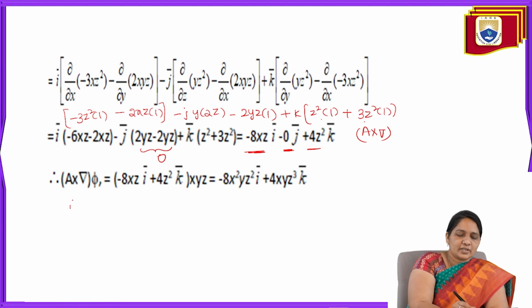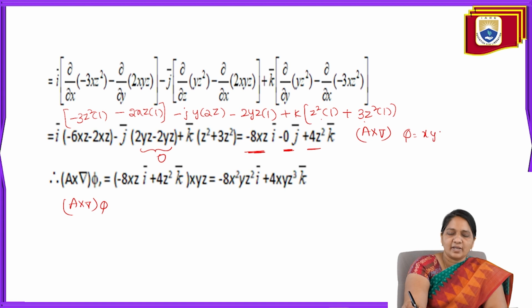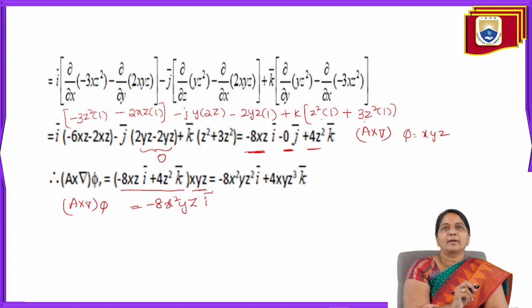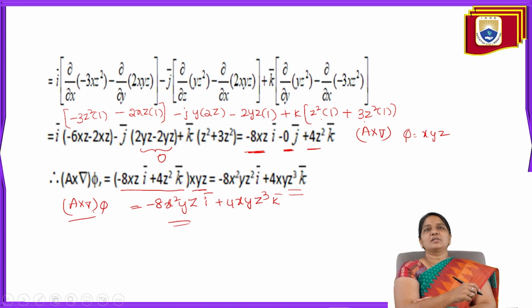What are they asking to find? They are asking to find A cross del into phi. Phi is xyz. So we are writing here A cross del into phi. So minus 8xz into xyz, so x² yz into i bar. Next, plus the j coefficient is 0, no need to do that. So here the k coefficient: 4z² into xyz, so 4xy, z² into z is z³ into k bar. This is the final value, that is nothing but A cross del into phi.